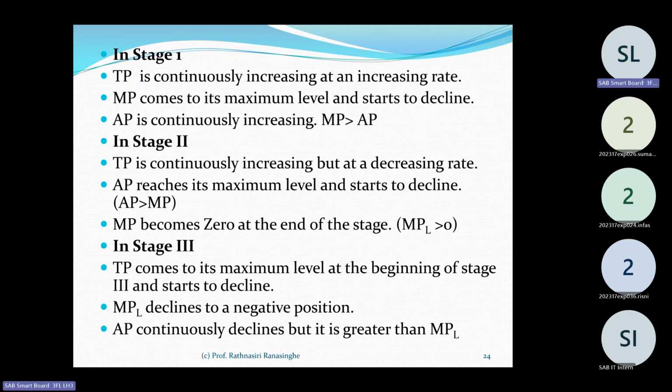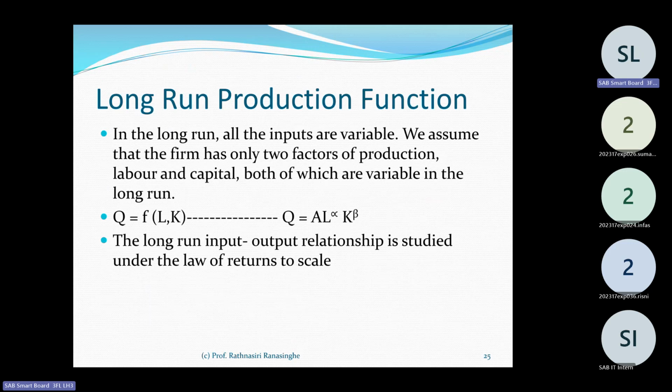So, the long run production function we talk about. Earlier we talked about the short run production function and the behavior based on the total product, average product, and marginal product. Based on those concepts, we can decide how many labor inputs are going to be incorporated in the production process by changing the variable input.